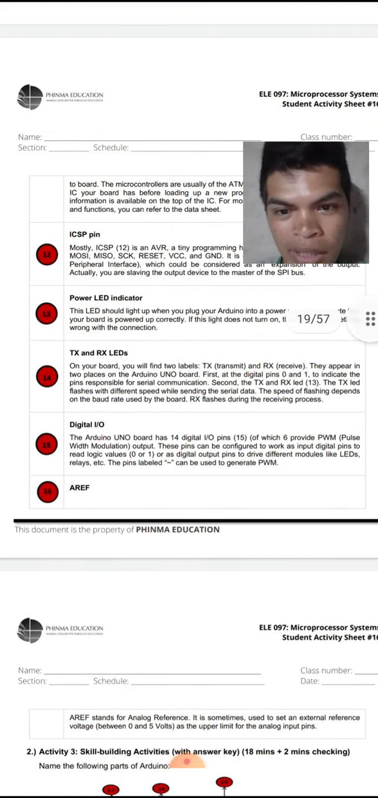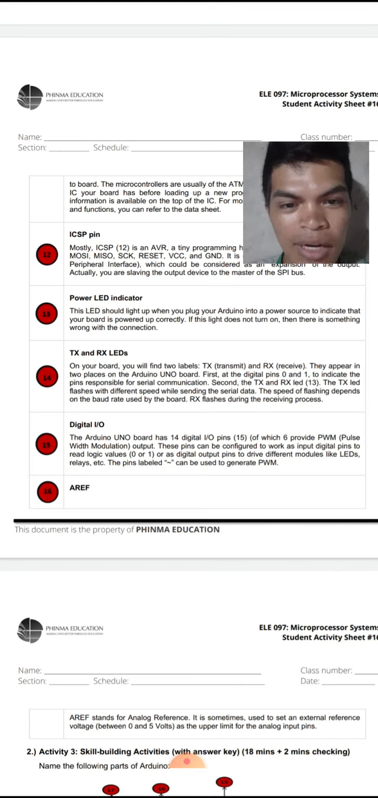Number 14, TX and RX LEDs. On your board, you will find two labels, TX or transmit and RX or receive. They appear in two places on the Arduino Uno board. First, at digital pins 0 and 1, to indicate the pins responsible for serial communication. Second, the TX and RX LEDs flash with different speed while sending the serial data. The speed of flashing depends on the baud rate used by the board. RX flashes during the receiving process.